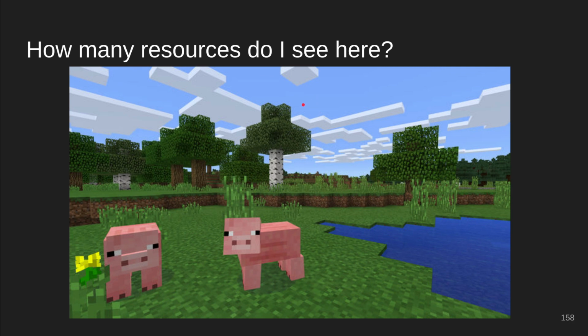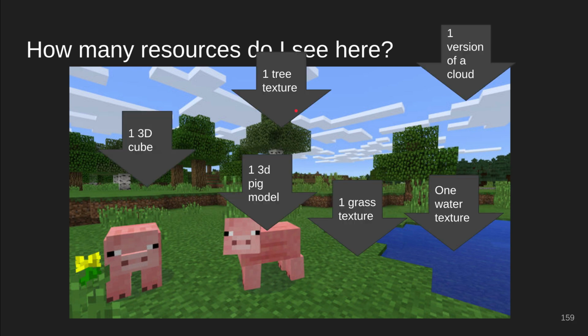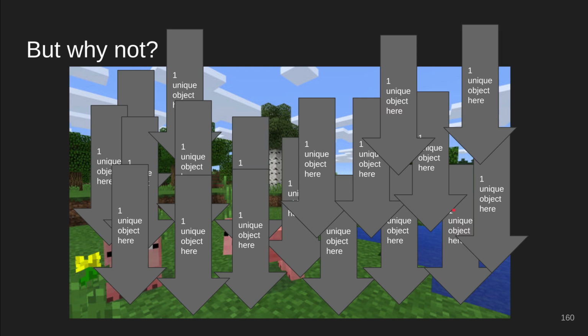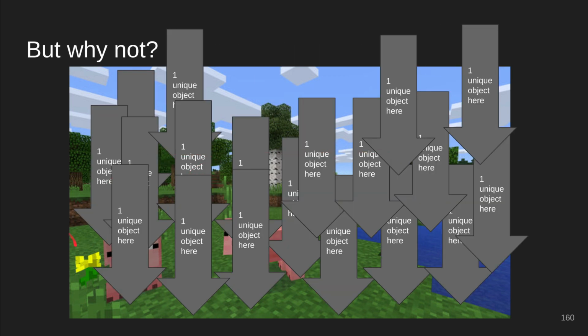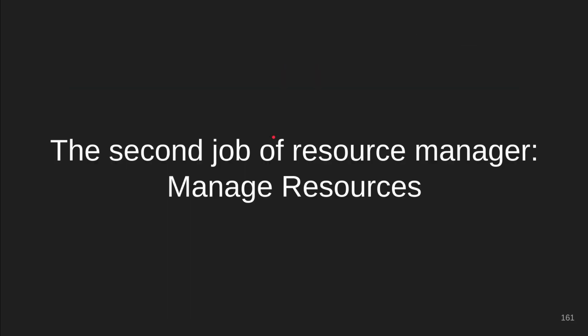And if you're joining back with us, the answer for how many resources do you see? Well, a lot. There's textures, cubes, 3D models, grass, water texture, and so on. There's many, right? But why not this many? I see just one cube here, one tree texture. It's repeated. You could point to every little pixel, but that is not a unique object here. And this gets to what our lab is going to be about, actually building a resource manager.